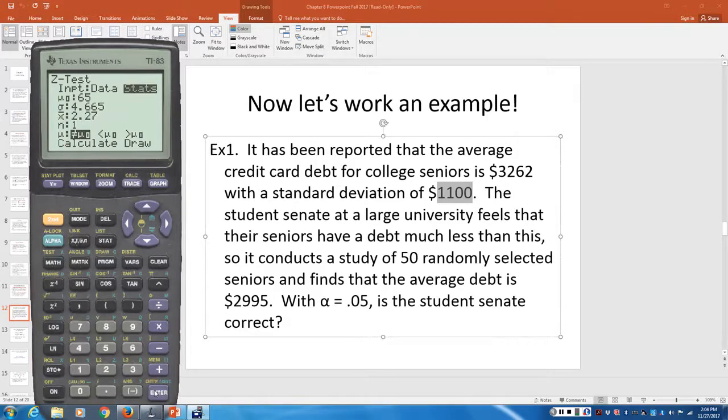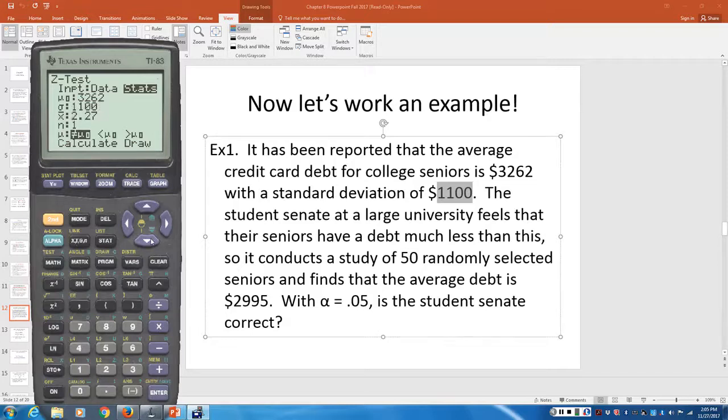Now, did they give us the data? Data meaning the actual raw credit card debt. Or did they give us statistics? They gave us statistics from a sample. So we're going to keep statistics highlighted. What do they claim that the mean is? 3262. What does the standard deviation seem to be based on the population? 1100.